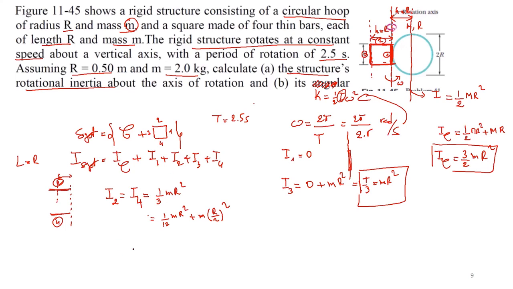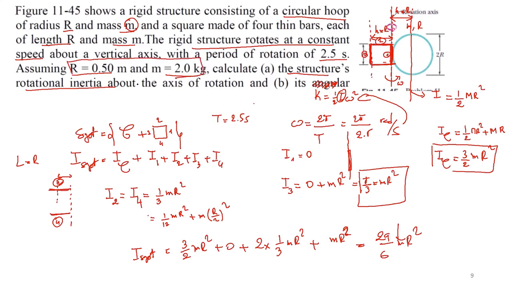Now that's it. So the moment of inertia of my system will be the one of my circle, 3/2 of mr square, plus I1, which is 0, plus I2 plus I4, basically 2 times, because they are equal, 2 times 1/3 of mr square, plus I3, which is mr square. So if you do the calculation, you get 29 divided by 6 mr square. I gave you m, I gave you r. You can calculate the numbers.